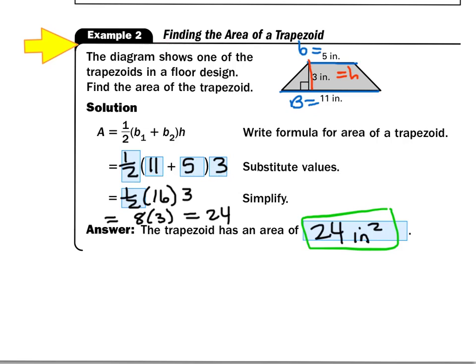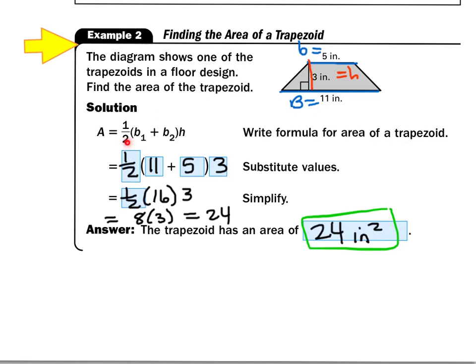Okay, look at example 2, finding the area of a trapezoid. The diagram shows one of the trapezoids in a floor design. Find the area of the trapezoid. So I like to use color, you know me. So I'm going to make the big base blue, and that's 11 inches. The little base is also blue, and that's 5 inches. And then I look for that right angle symbol, and I make the height red. So that's 3 inches.